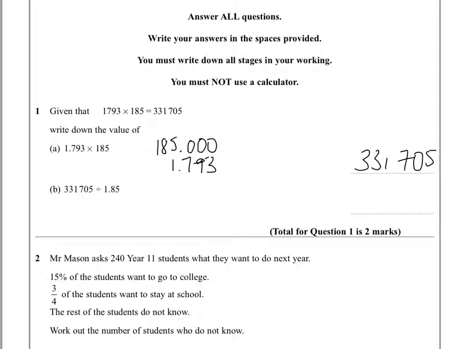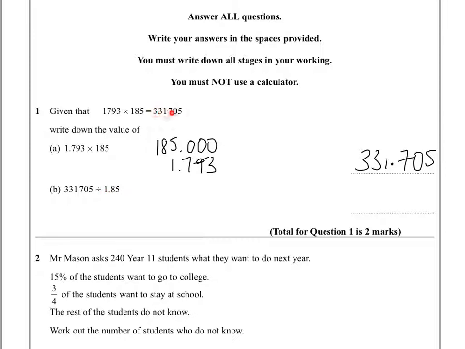So what you would do is you count how many decimal places there are after the decimal, and you don't need to count each one, it's just the actual space. So there's 1, 2, 3. So again we would go 1, 2, 3, and that's where the decimal would go. So it would be 331.705.